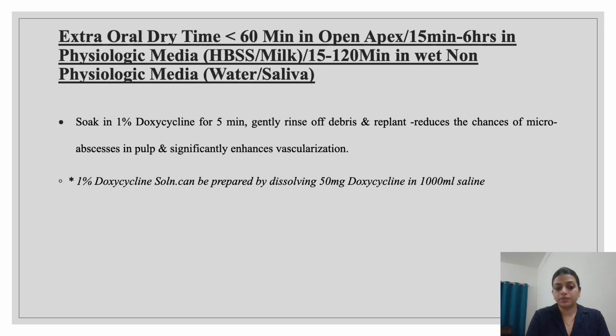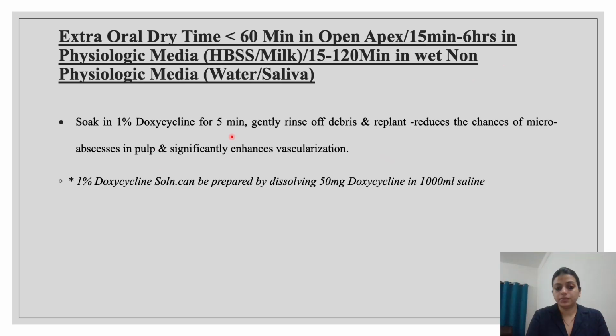Then comes the extraoral dry time of less than 60 minutes in an open apex tooth, that is the tooth with an open apex. Or 15 minutes to 6 hours in physiologic media, or 15 to 120 minutes again in wet non-physiologic media, but here we are talking about the tooth with an open apex. So here we have to promote revascularization of the pulp. For that, soak it in 1% doxycycline for 5 minutes, rinse off the debris and then replant.